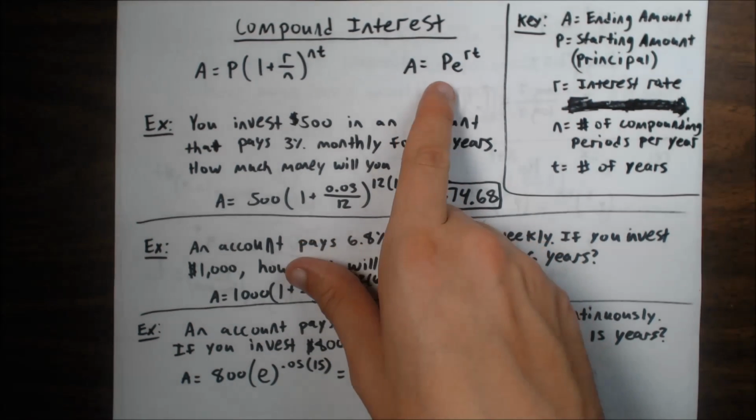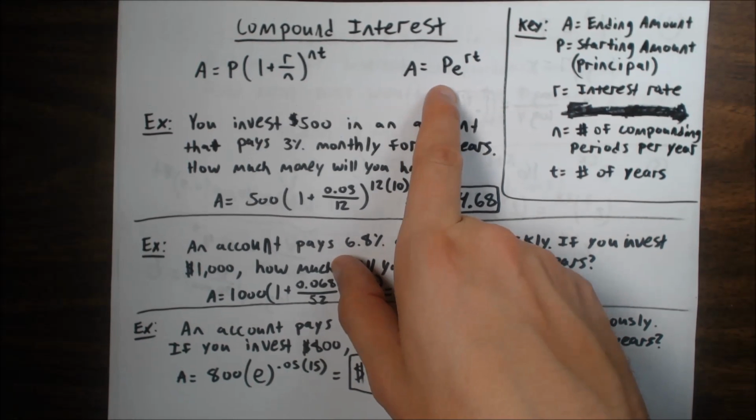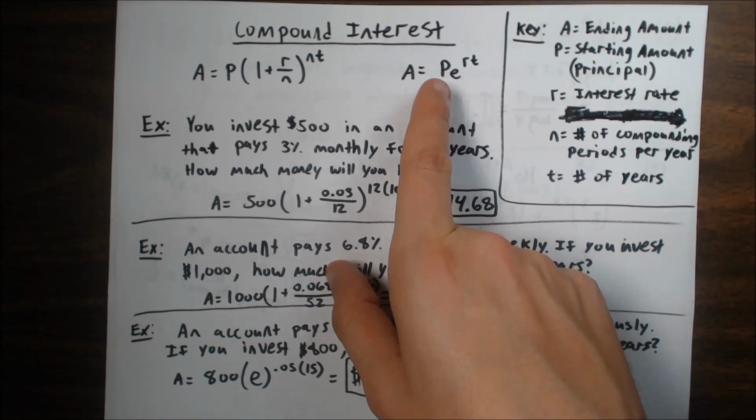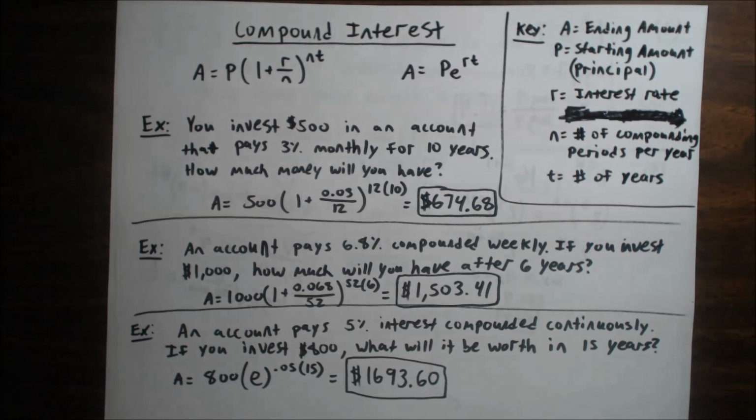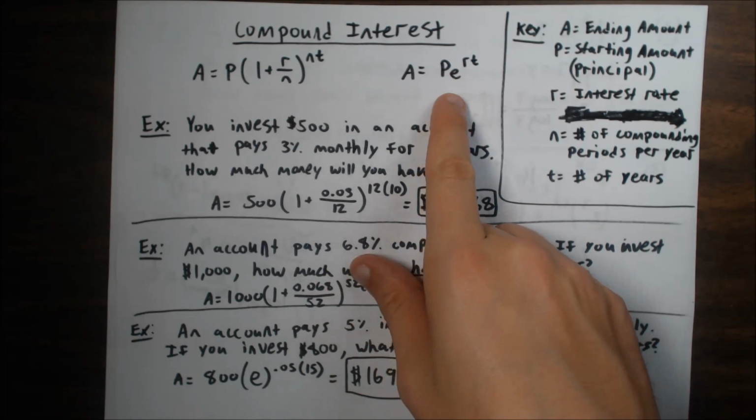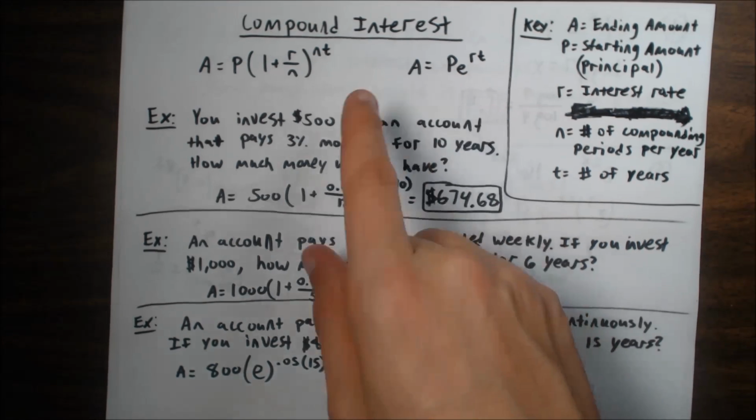The other formula is for continuously compounded interest. This is where instead of compounding every month or every week or every day or every hour or every minute or every second, it's compounded continuously. It's compounded an infinite number of times in any given time period. It's infinitely compounded essentially. So you really get into a calculus concept here, but it kind of simplifies the formula.